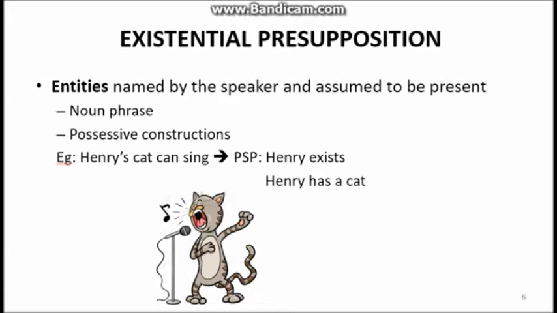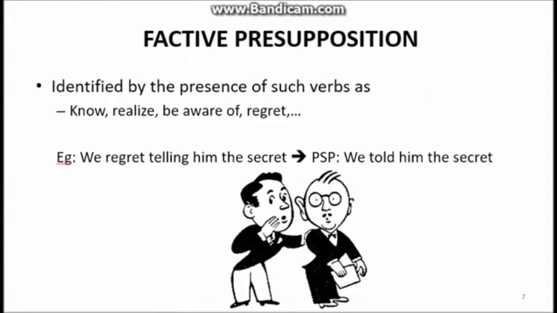The next one is factive presupposition. It is normally identified by the presence of such verbs as know, realize, be aware of, regret, etc. An example of this is, we regret telling him the secret. So a possible presupposition is, we told him the secret. It's quite simple.